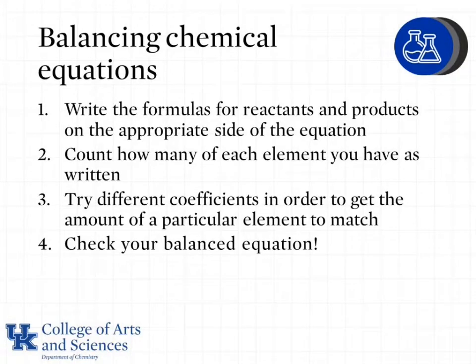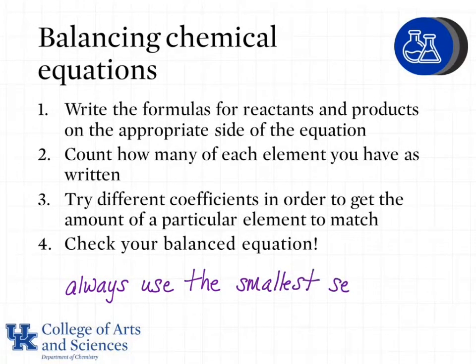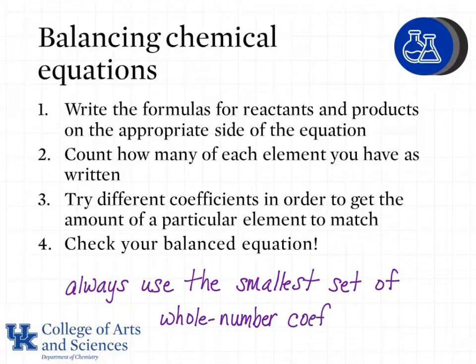Usually, this process is already done for you. Next, we count how many of each element we have as the equation is written. Third, we try different coefficients in order to get the amount of a particular element to match. The last step should always be to check your balanced equation. When we're adding coefficients, we always want to use the smallest set of whole number coefficients to balance our equation. Let's look at some examples to see how this process works.